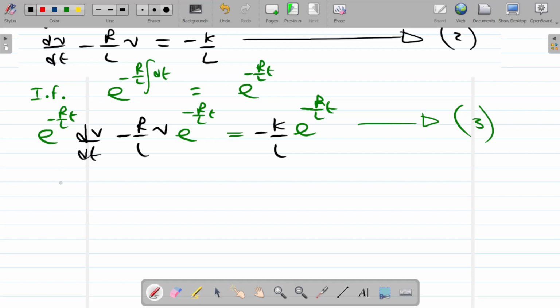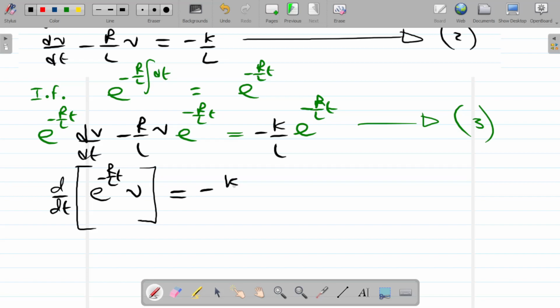So now you should be familiar with these kinds of equations with integrating factors. We can rewrite the left-hand side as d by dt of e to the minus r over L times t times v, and that's equal to minus k over L e to the minus r over L t. Now, integrating both sides, we get e to the minus r over L v equal to minus k over L.